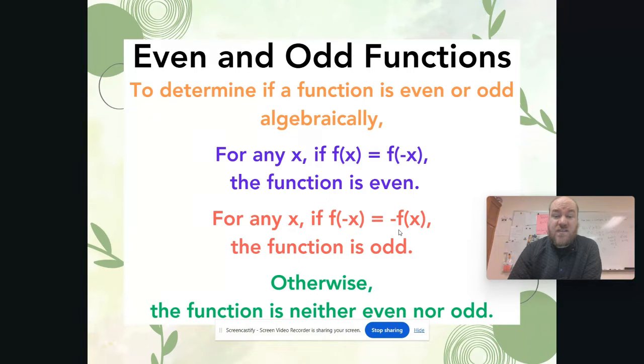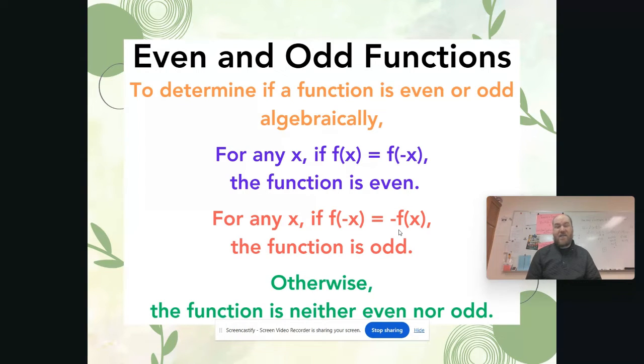If a function is even, then basically what that means is plugging in an x and plugging in a negative x gets you the same answer. So if I plug in 5 into an equation, and then I plug in negative 5 into that equation, I get the same answer. That means it's even.